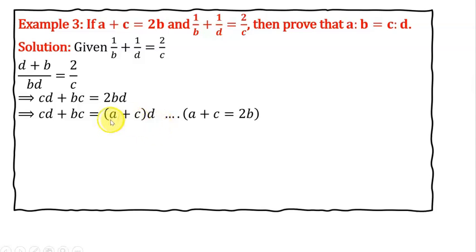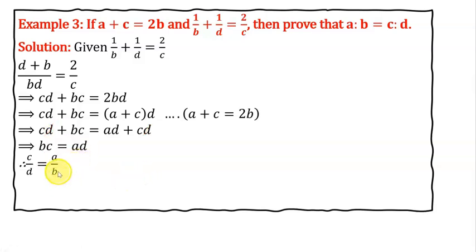Next simplification, that is a into d, that is ad, c into d, cd. Cancel cd, cd from both sides. Okay, we cancel cd from both sides. Then you will get here bc is equal to ad. Okay, then shift this d to the left hand side and b to the right hand side. Then you will get here c upon d is equal to a upon b, and hence a upon b is equal to c upon d. Okay, and in this way we have proved it.